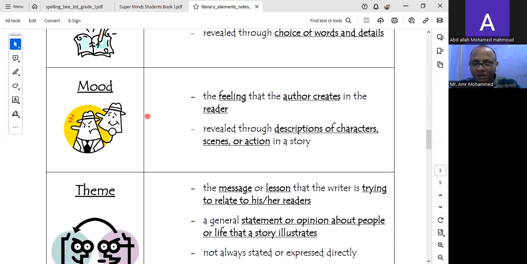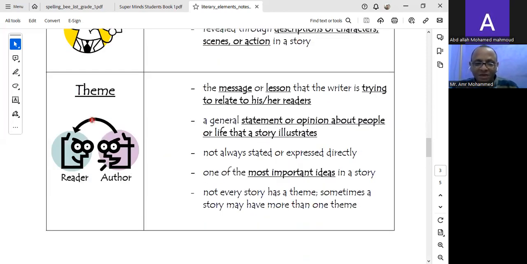What is the mood? The mood is the feeling that the author creates in the reader. He may create a mood of anger, a mood of jealousy, a mood of pleasure. Okay, and it is revealed through descriptions of characters, senses, or actions in the story.